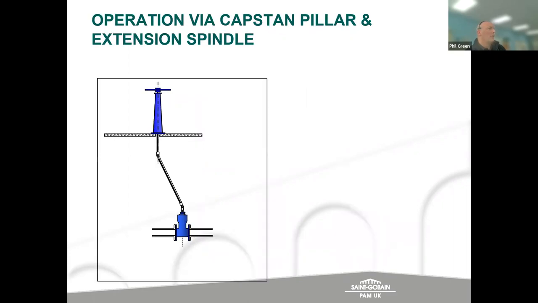What you can also get on valves is what we call a capstan pillar. So if this valve is in a treatment works at a low level, and you might be on a mezzanine or a platform or whatever it might be, you might want to operate that from a high level. So you can put what we call a capstan pillar on that higher level with a hand wheel on there, and it supports the operating hand wheel or actuator at a convenient height for the operator.